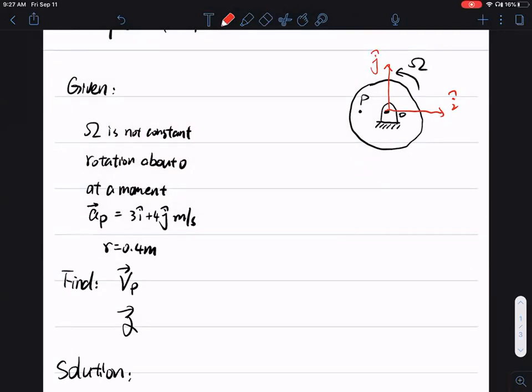Yeah, use the equation we learned from today, the velocity equation. Set up your velocity equation.